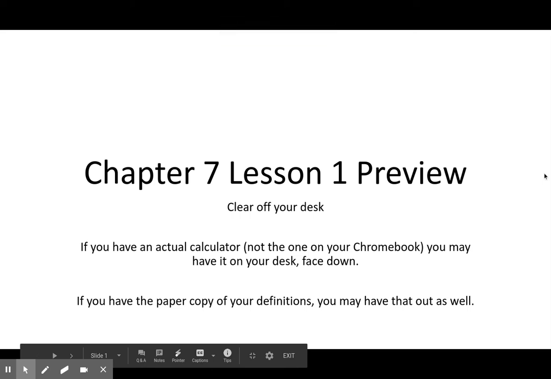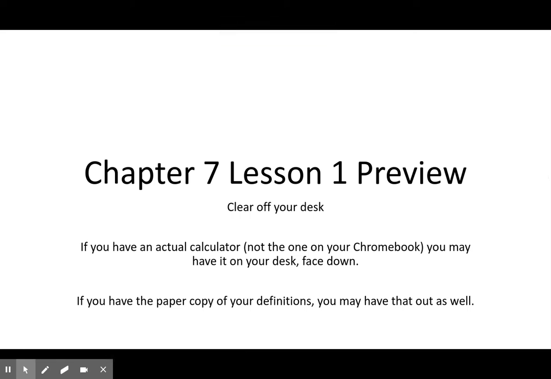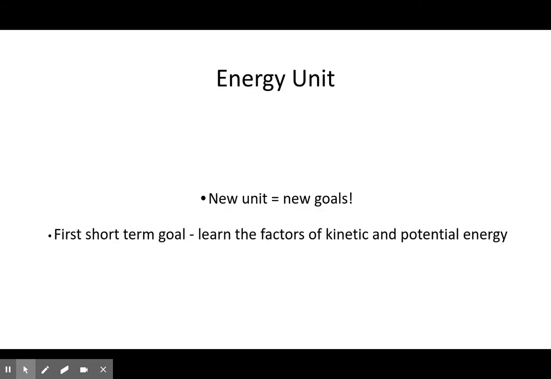All right, we are on to a brand new unit. We have to go backwards a couple of chapters, back to chapter 7, lesson 1. For today's activity, if you want to have an actual calculator, not the one on your Chromebook, you could probably get away with the one on your Chromebook, but if you have an actual calculator, get it out. And if you still have the paper copy of your definitions, they should be in your science folder. Get those out as well.